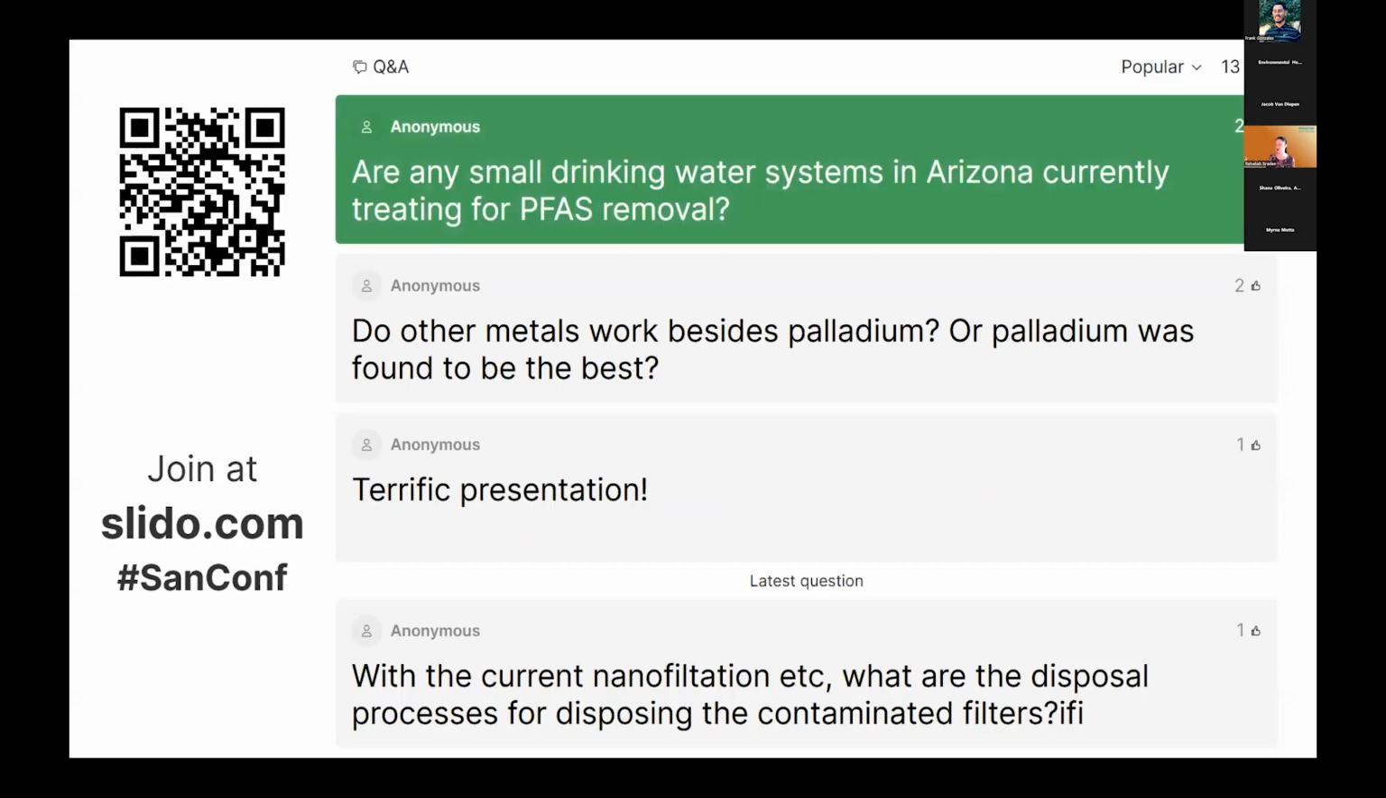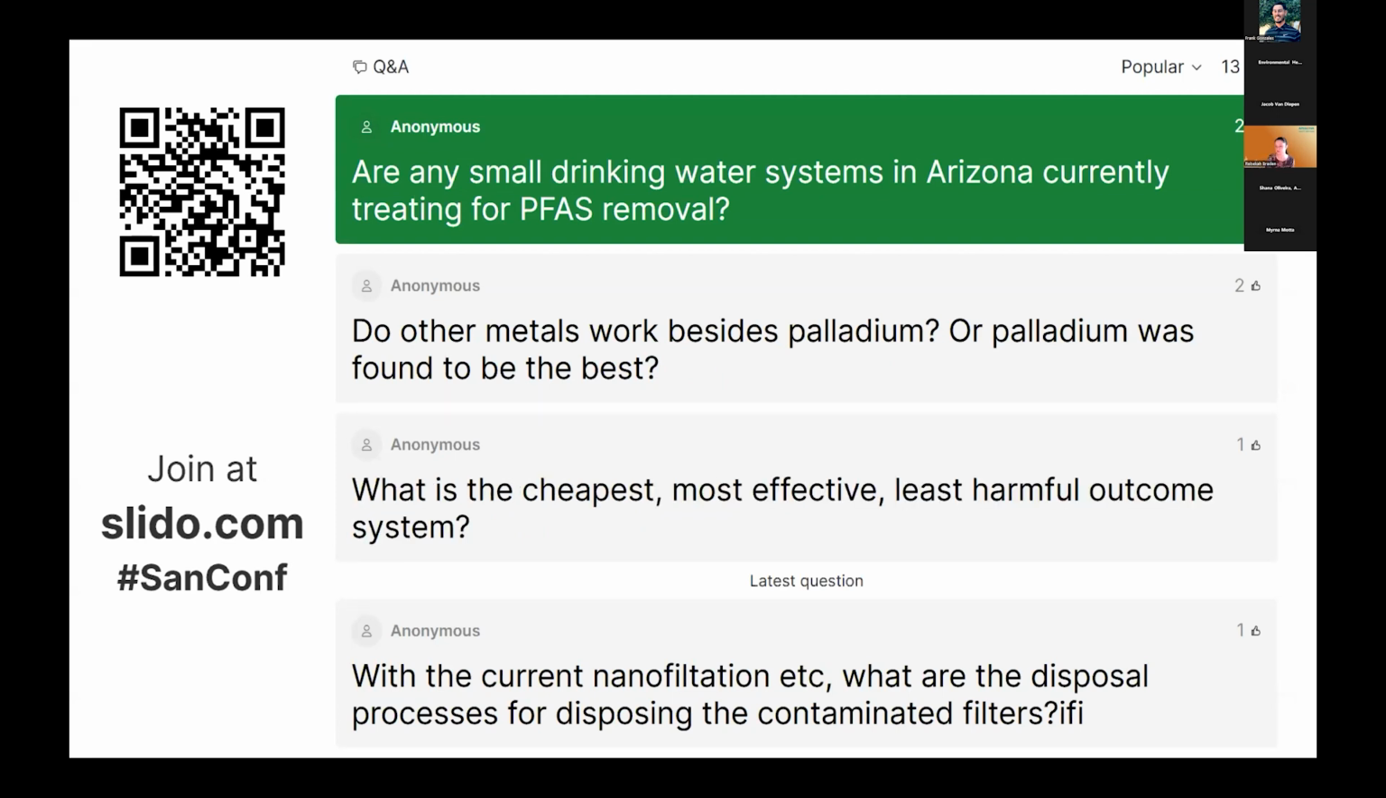Are any small drinking water systems in Arizona currently treating for PFAS removal? I really don't know that answer. I wouldn't be surprised if the answer is yes, but this is a level of information I just don't have.